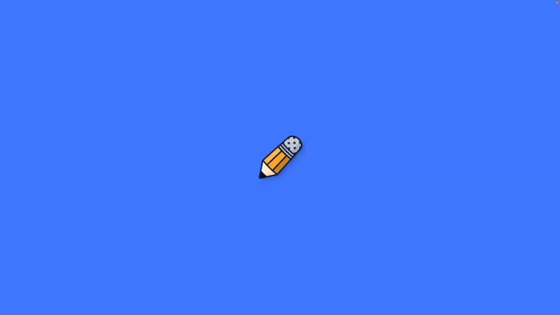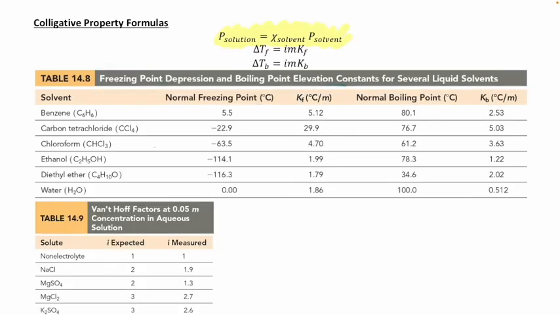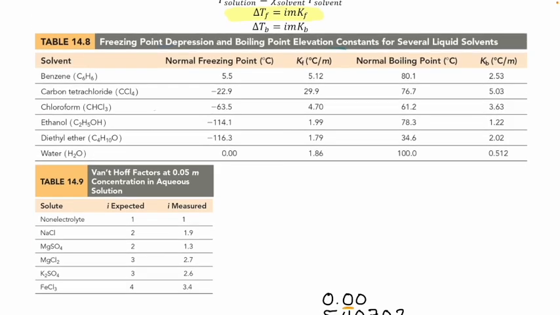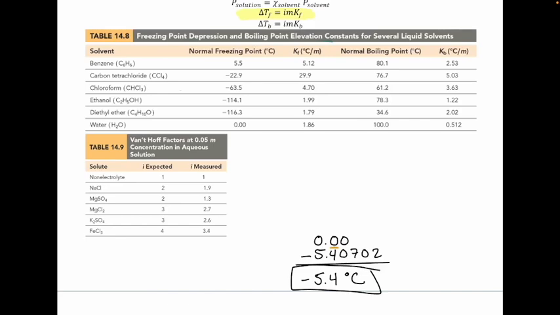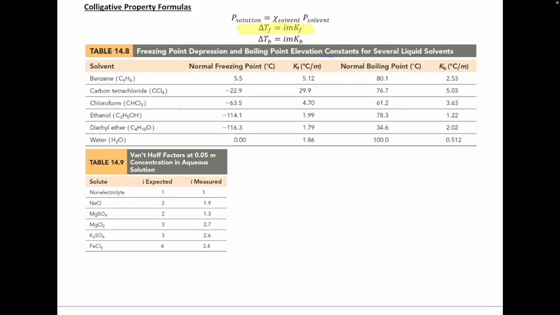Okay, so now let's go back to our constants page here. We're going to use another one of our colligative property formulas here. We're going to use this delta TF here. All right, and we'll just do it on this page because we got all this constant information that we're going to want to use here. Okay.